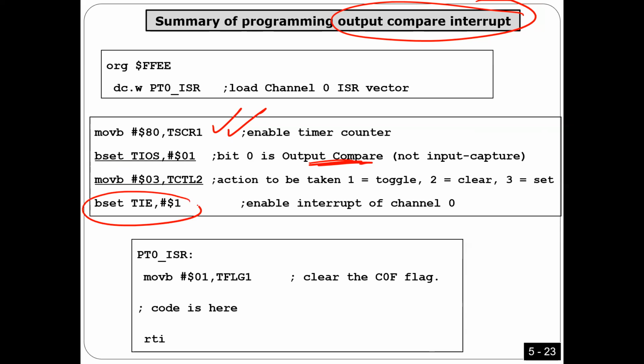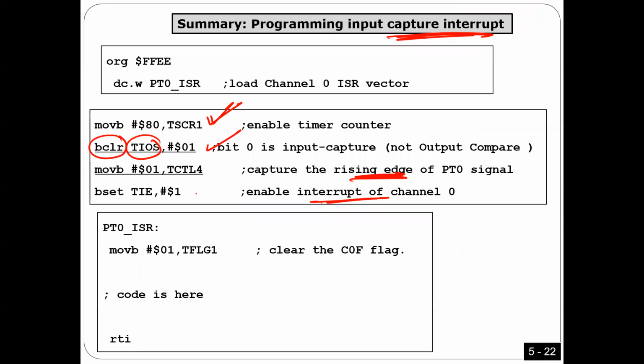Okay, what else? Still, I have to use this one. It's the same thing, like this one, because this is to enable interrupt. However, I'm not going to use this register in output compare, because this register is only for input capture. This register controls what you want to capture.